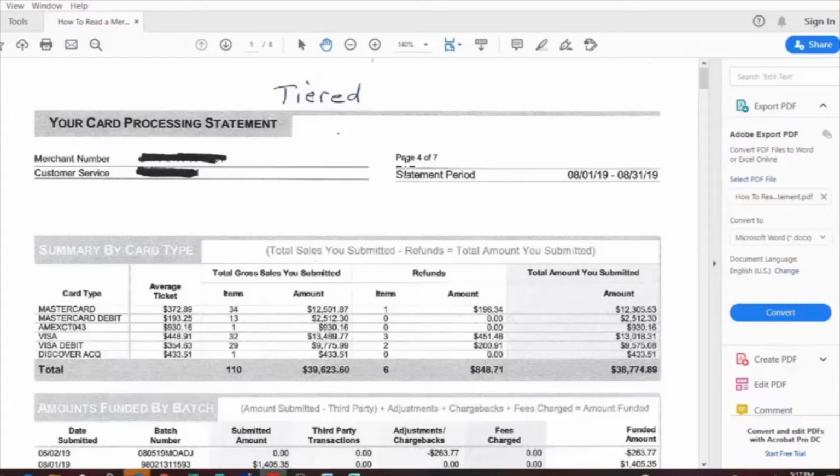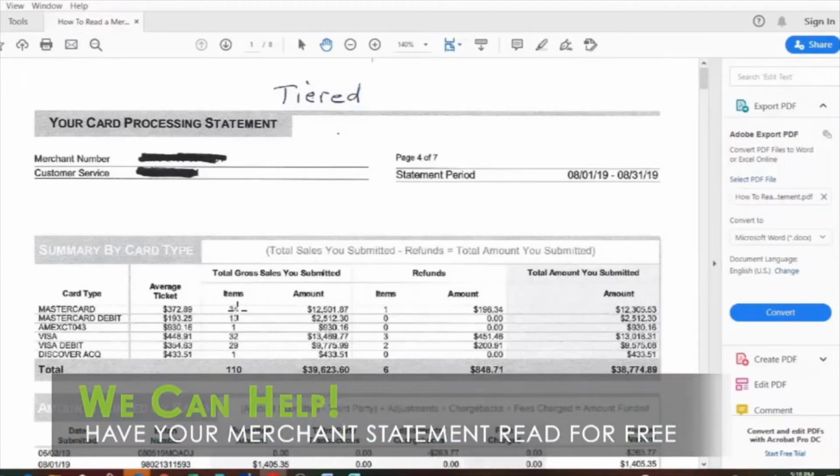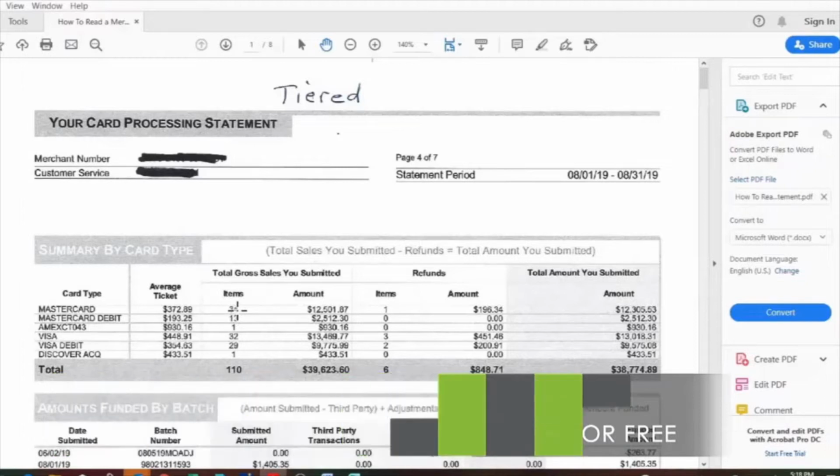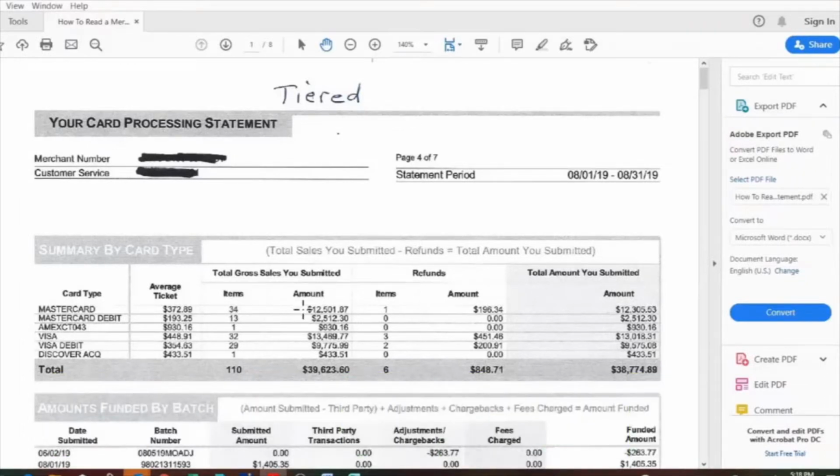In both cases, I am dropping off the first 3 pages that are just verbiage and sort of fluff, and wanted to get right to the nitty-gritty and the detail. So we are starting with page 4, and it starts with a summary by card type. Here are listed the different card types: MasterCard, MasterCard Debit, American Express, Visa, Visa Debit, Discover, the average ticket for each of those card types, the number of items processed in the month, and the amount.